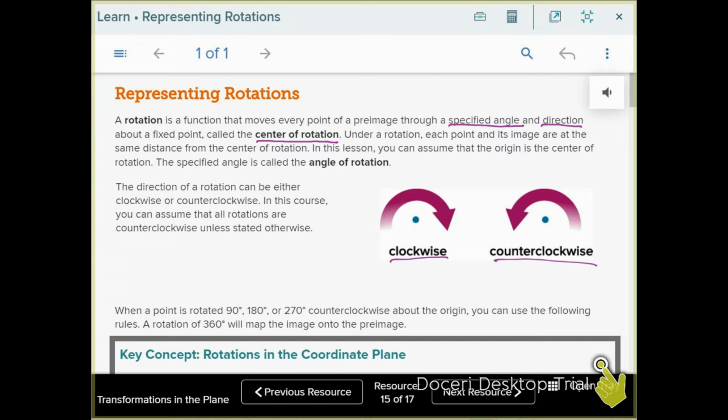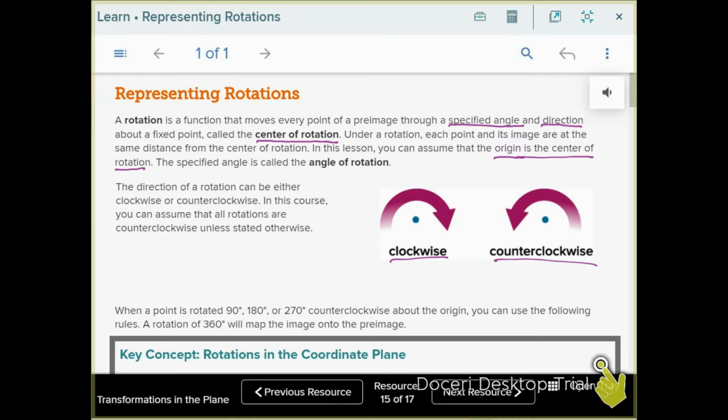Under rotation, each point and its image are the same distance from the center of rotation. In this lesson, you can assume that the origin is the center of rotation. So if they don't tell you to rotate around a certain point, we are going to assume that the point 0,0, the origin, is the center of rotation. Whenever we rotate a certain angle, we call that the angle of rotation. A lot of these terms are exactly what they sound like.